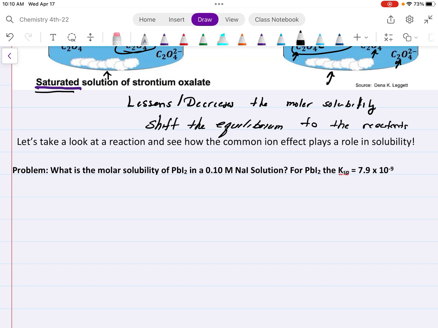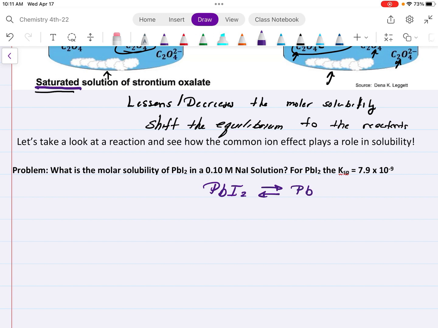So we're going to do this in a couple of ways. We're going to do it once without the common ion, and then we're going to do it again with the common ion so you can see the effect that it has on the molar solubility. First things first, I'm going to write the balanced chemical equation so we can see exactly what's going on here.